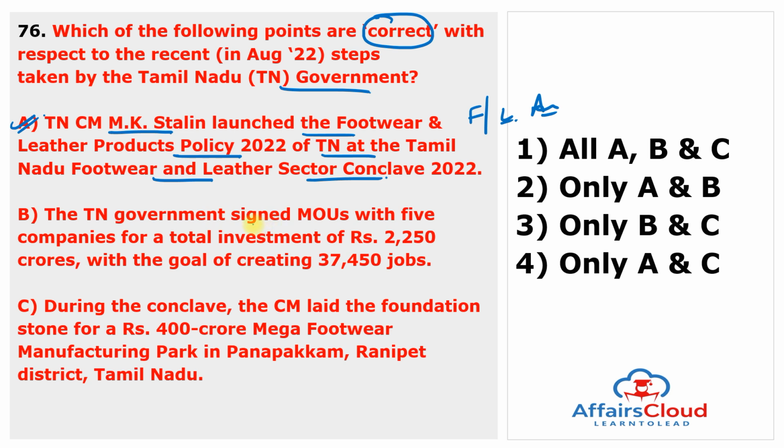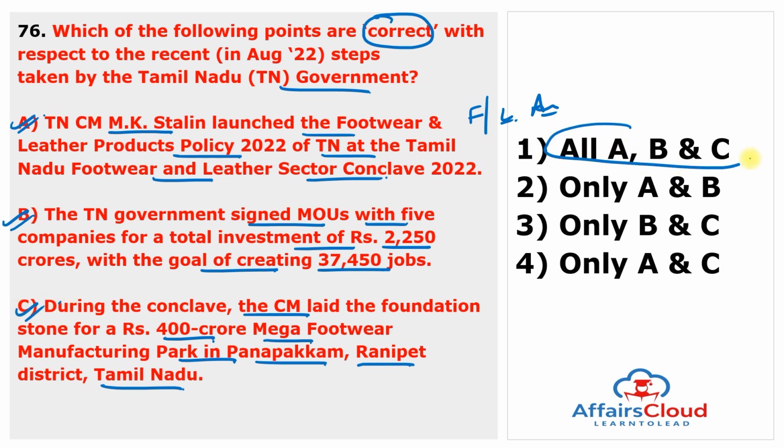So the Tamil Nadu government signed memorandums of understanding with 5 companies for a total investment of almost 2200 crore, with a goal of creating almost 37,000 jobs. This statement is also true. So during the conclave, the Chief Minister laid the foundation stone of a 400 crore mega footwear manufacturing park in Pannapakkam in Ranipet district in Tamil Nadu. And this statement is also true. So all the statements are correct. It means the answer of this question is 1, all A, B, C.